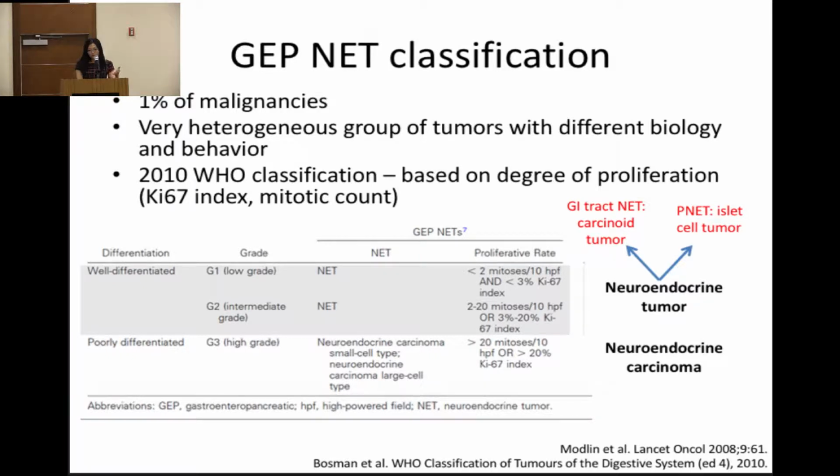I'm going to focus the talk on GP-NETs, and they're a rare group of tumors, about 1% of all malignancies. As a group, they're very heterogeneous with respect to biology and behavior. Currently, these GP-NETs are classified based on their inherent proliferative potential. The currently used classification system is the 2010 WHO classification, which is based on two markers, Ki67 and mitotic count.